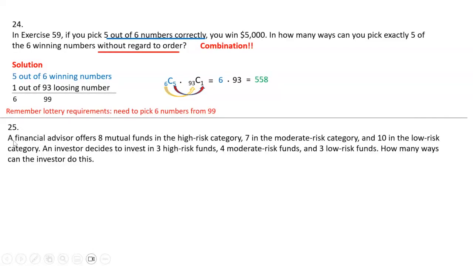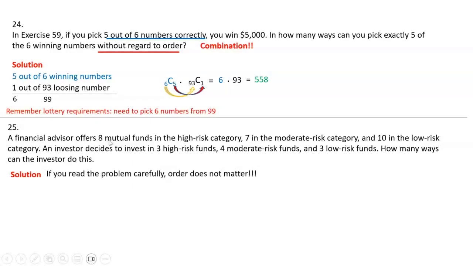Now, this is the last one. It says a financial advisor offers 8 mutual funds in the high risk category, 7 in the moderate risk category, and 10 in the low risk category. An investor decides to invest in 3 high risk funds, 4 moderate risk funds, and 3 low risk funds. How many ways can the investor do this? Okay, the solution. Order does not matter, if you read the problem carefully.